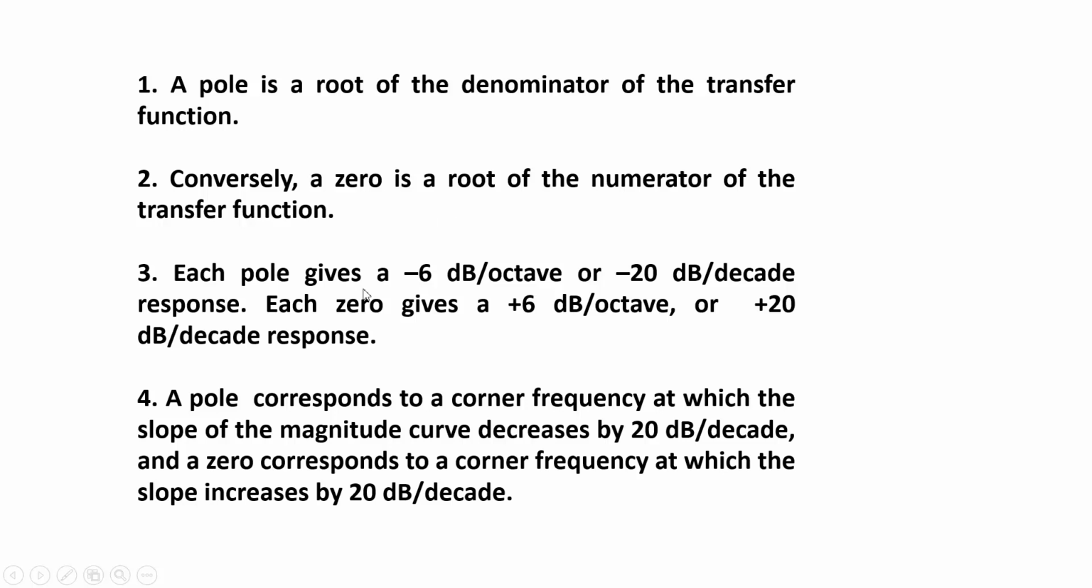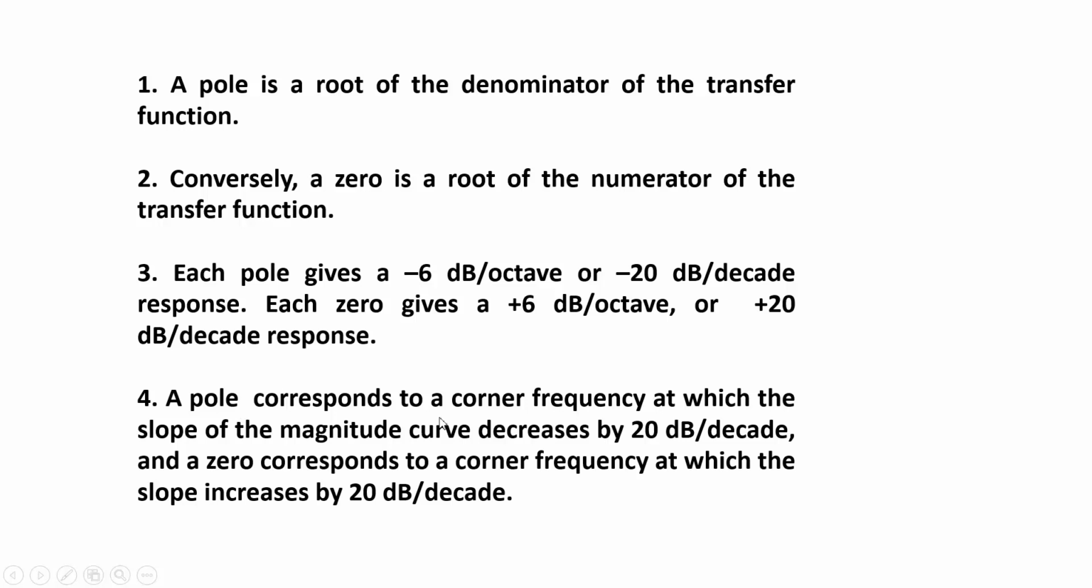Now this point is also important, because you make a transfer function with the help of poles and zeros. Each pole gives a minus 6 dB per octave or minus 20 dB per decade response, whereas each zero gives a plus 6 dB. This is important. A zero gives a plus 6 dB per octave or plus 20 dB per decade response, whereas a pole gives the reverse of that, which is minus 6 dB per octave or minus 20 dB per decade.